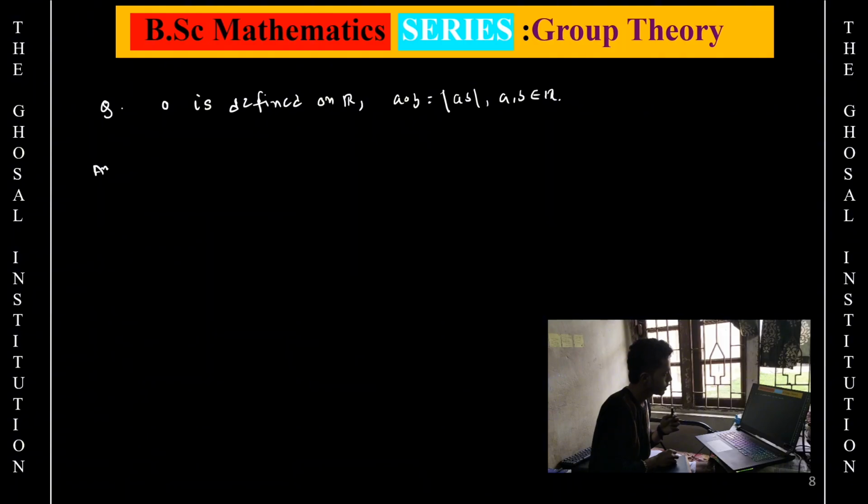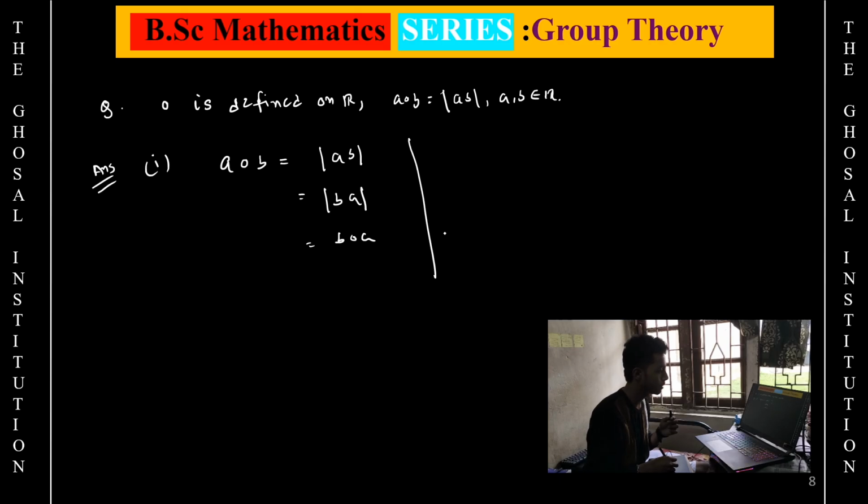So now the answer is, first thing, commutativity. For commutativity, you have to take A compose B. So A compose B is your mod of AB. If I write it as BA, then I can write it as B compose A. Let's do it this way: A compose B equals mod of AB.